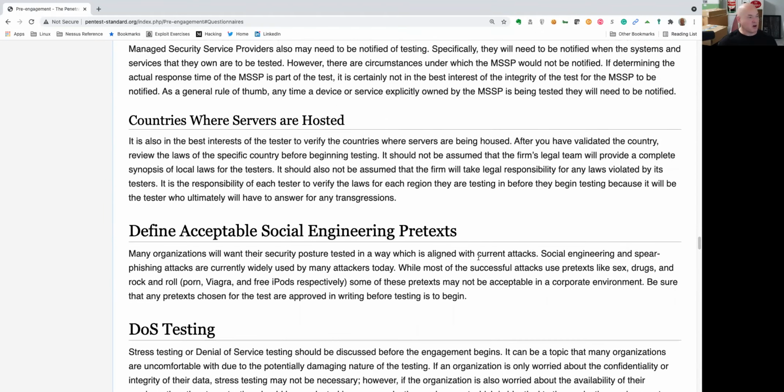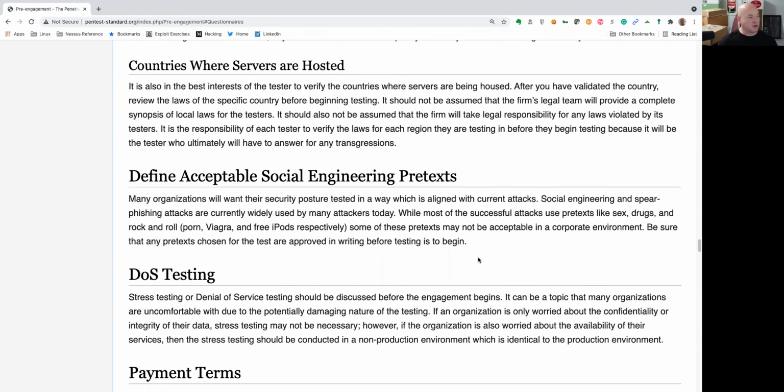And so you also want to know where servers are hosted. There are different laws in different countries. You want to make sure that you're careful there.